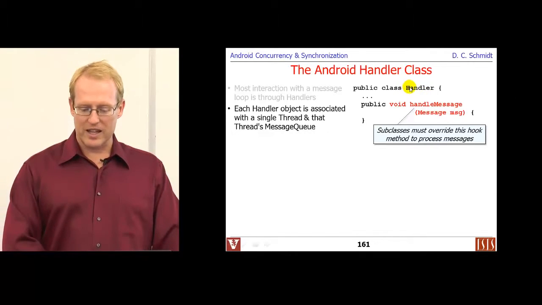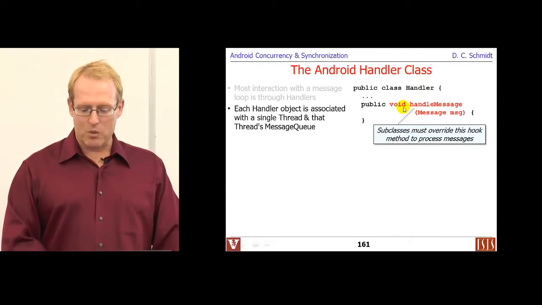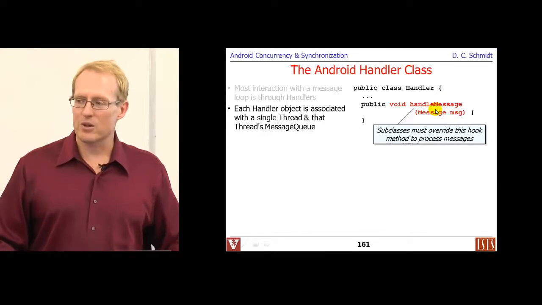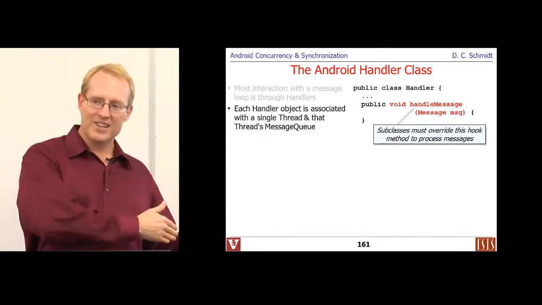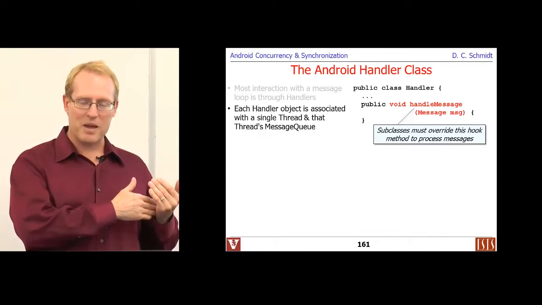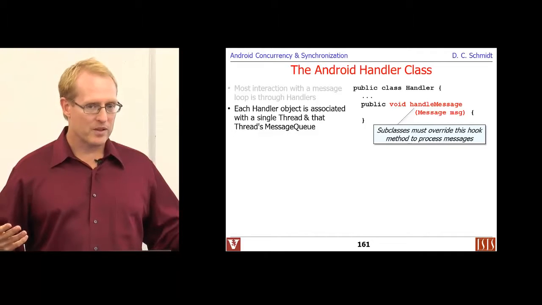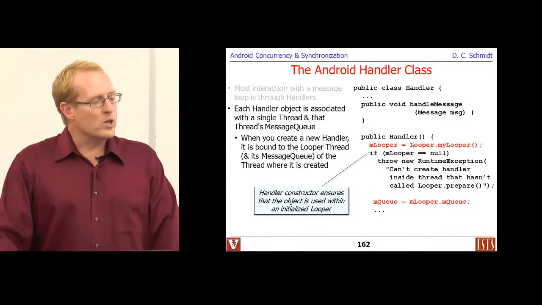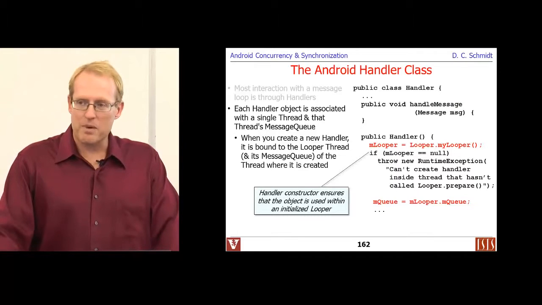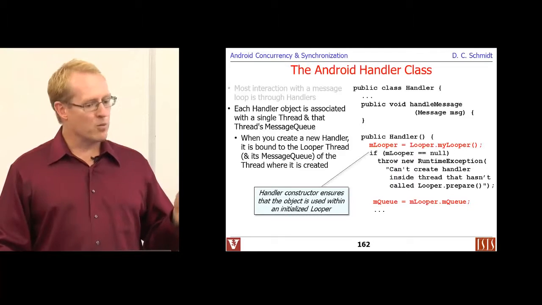So there's a bunch of different things going on here. So here's the handler class. This is what you get as part of Android. And one of the things you see if you look at the implementation, there's an abstract method called handle message. And if you want to pass messages through a handler to be handled, you have to subclass from handler and fill in the handle message hook method. There's other ways to do it, but that's one way to do it. When you create a new handler, it's bound to the looper thread, and thus the message queue of that looper thread, of the thread where it's created.